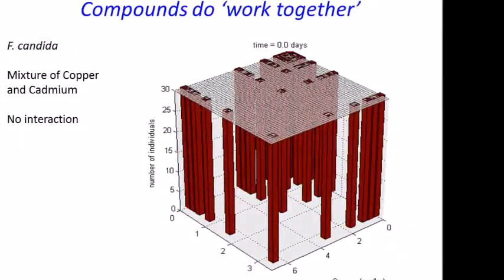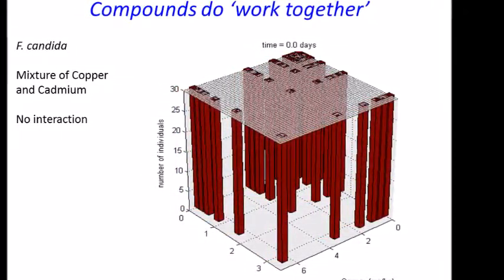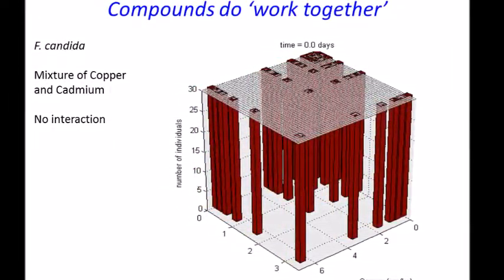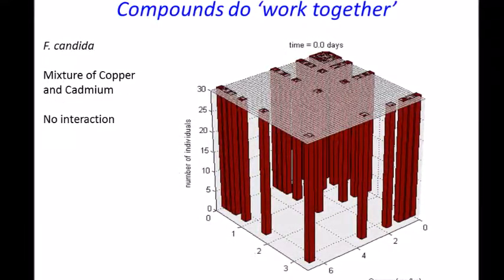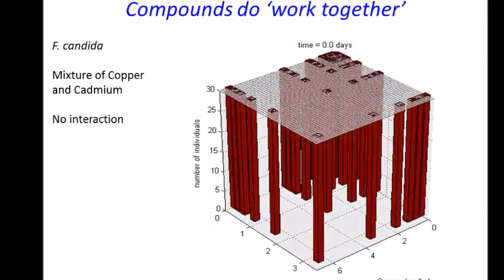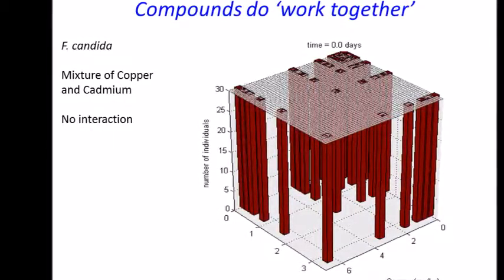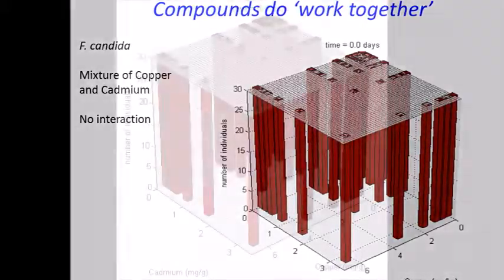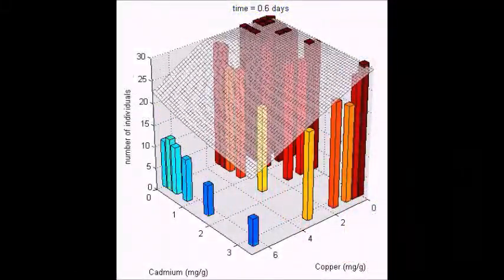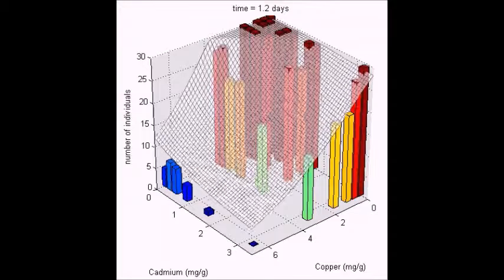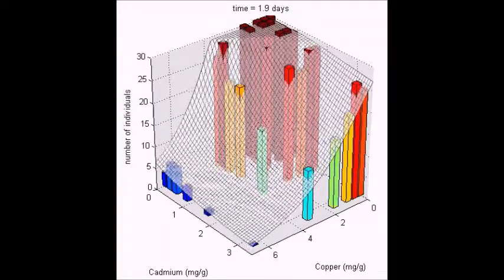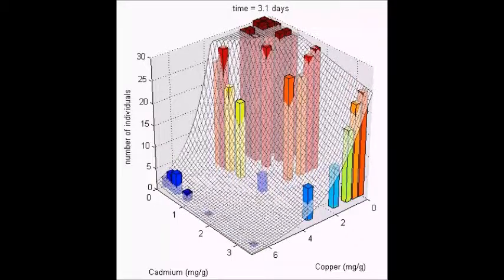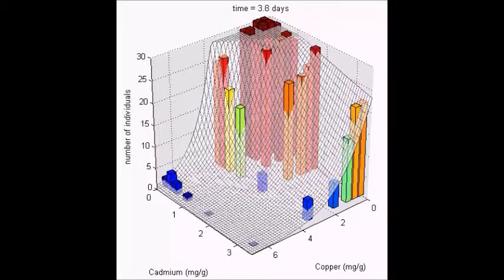So over here we have time going. The net-like structure basically is the prediction of the model, and the bars are the actual measured effects on the survival of these species. And well, over here it's going extinct really rapidly, and over here it takes more time, so it's a mixture of copper and cadmium. And we also came to the conclusion that there are no interactions in this system.